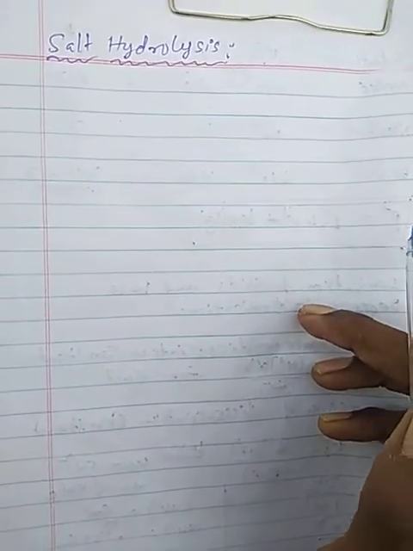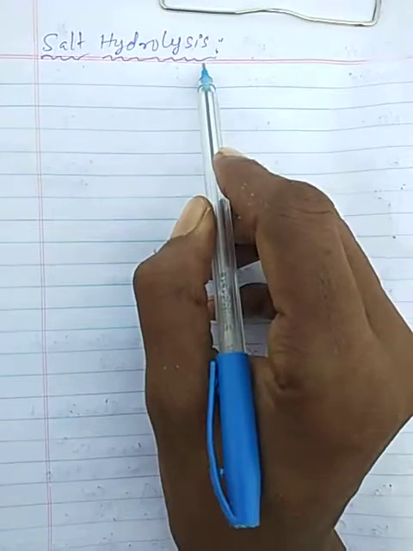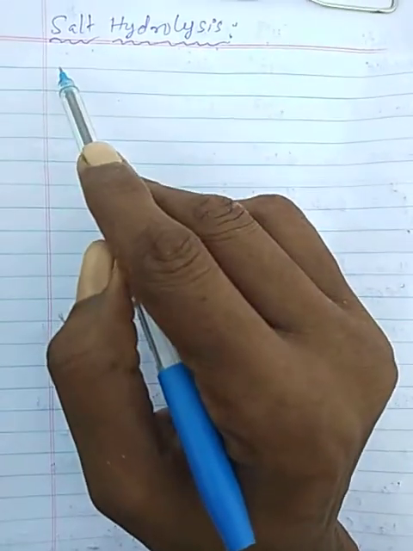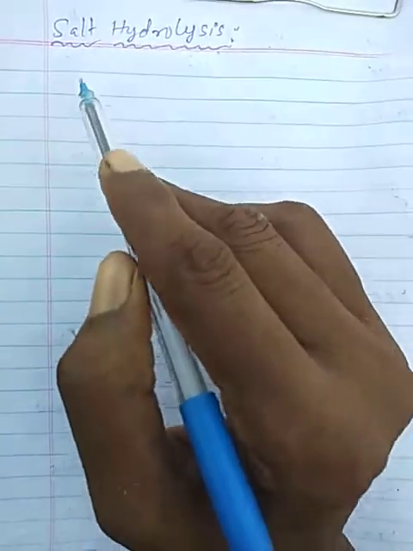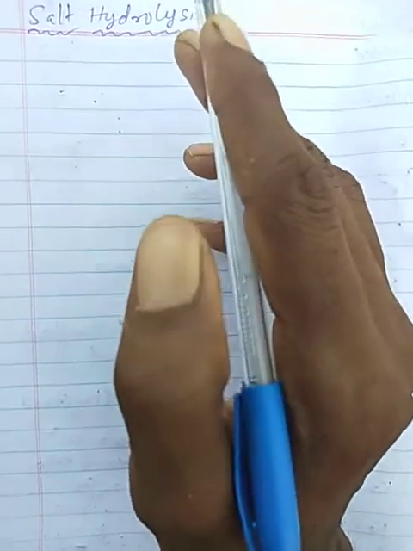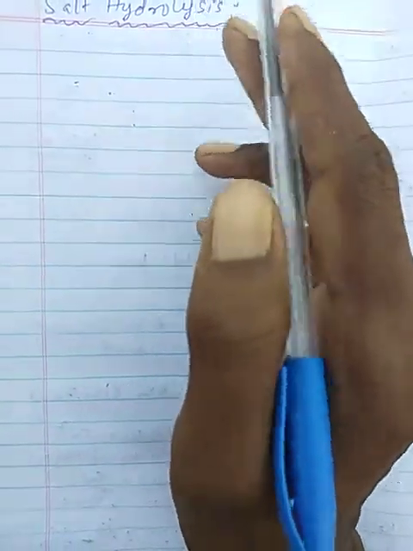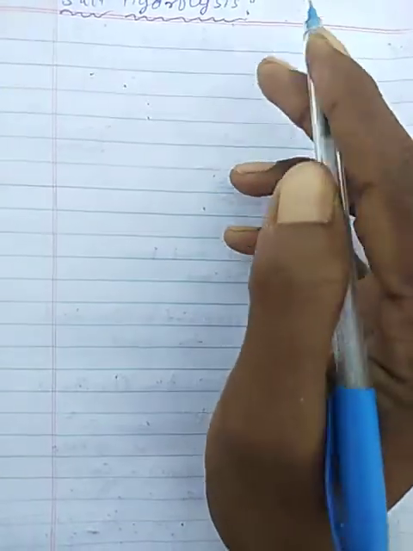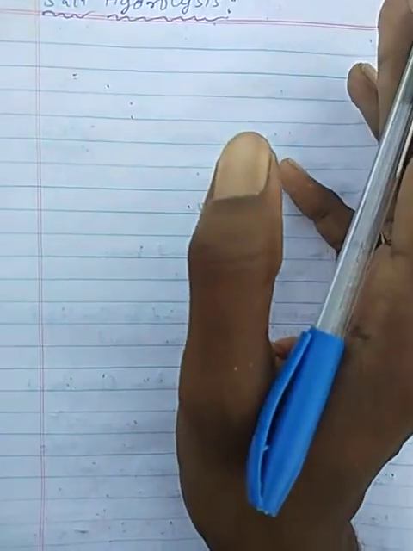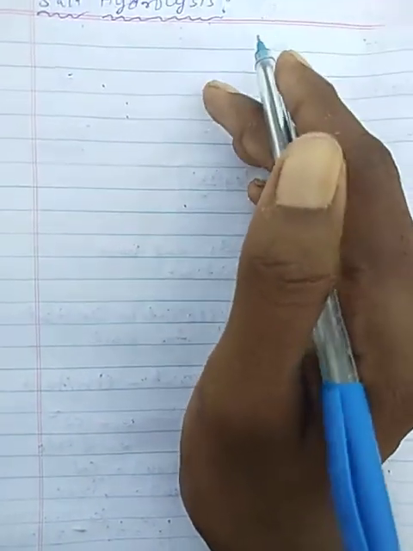Good morning, students. In ionic equilibrium, next I am going to explain salt hydrolysis. We know the types of salts. There are four types: acidic salt, basic salt, neutral salt, and normal salt. The salts which can donate H plus ions are called acidic salts. The salts which can donate OH minus are called basic salts. The salts which cannot donate H plus or OH minus ions are called neutral salts.